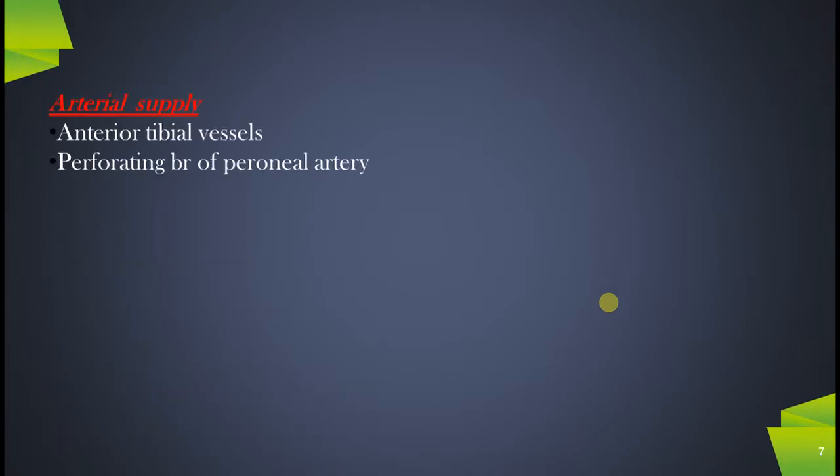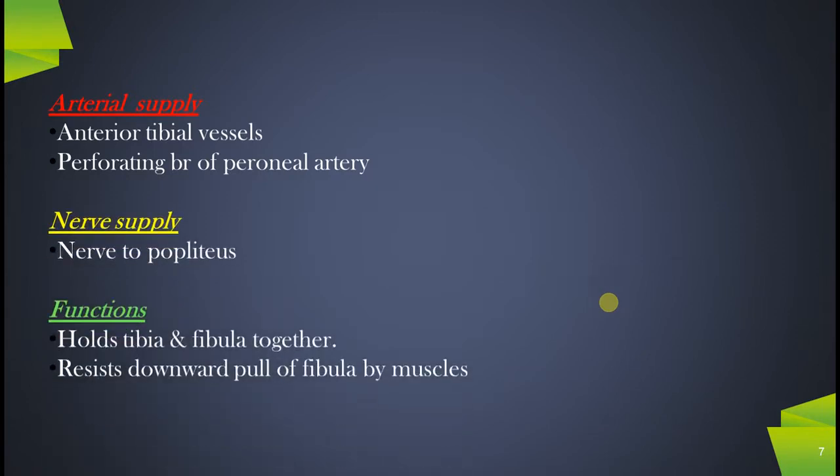So arterial supply is by anterior tibial vessels, and again the perforating branch of the peroneal artery, which too passes between the gap in the interosseous membrane at the upper border and the lower border. Nerve supply again by nerve to popliteus.